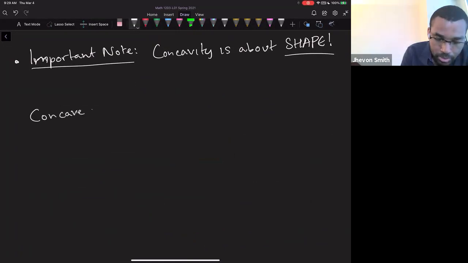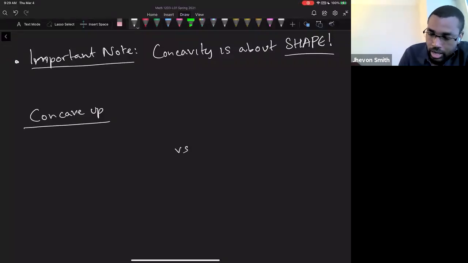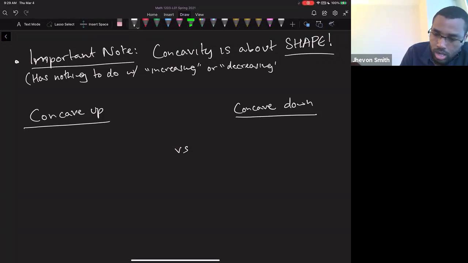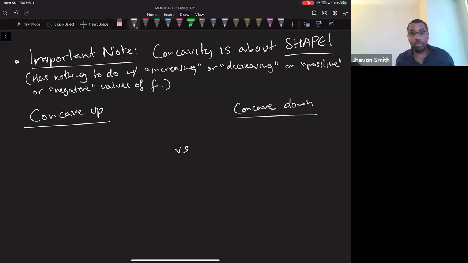So when I say concave up versus concave down, what I want you to think of is shape. This has nothing to do with increasing, decreasing, etc., or positive or negative values of our original function. It has nothing to do with that. It's purely about shape. You can be concave up while increasing, right? You can also be concave up while decreasing.